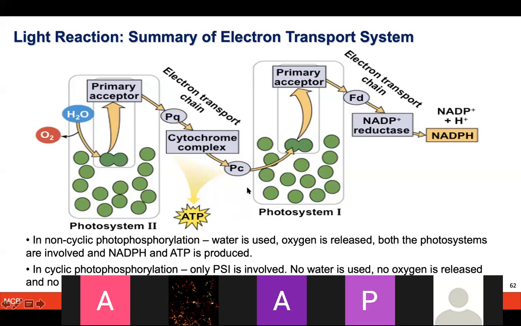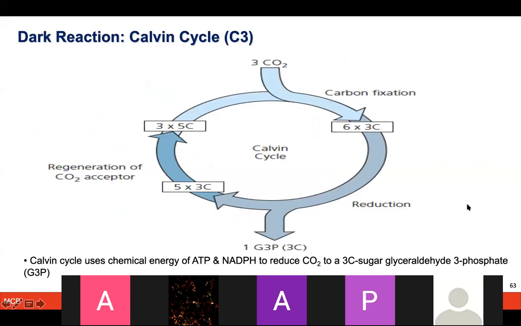In case of cyclic photophosphorylation, this part becomes cyclic. So therefore, this part, the left side and the right side, does not happen. So only ATP is being produced here, and NADPH and oxygen are not going to be produced. I hope this just makes it very simple for you.